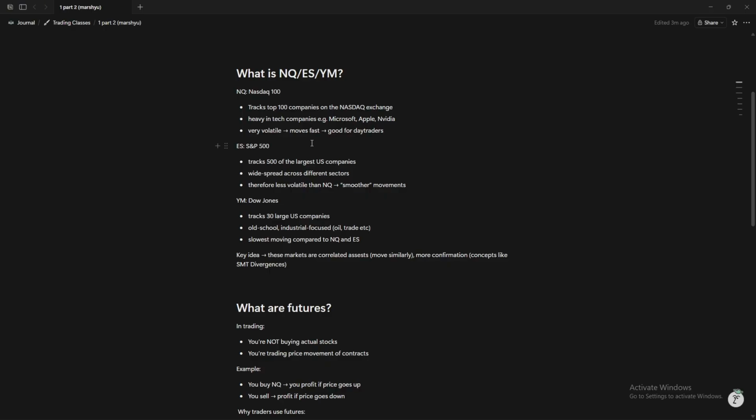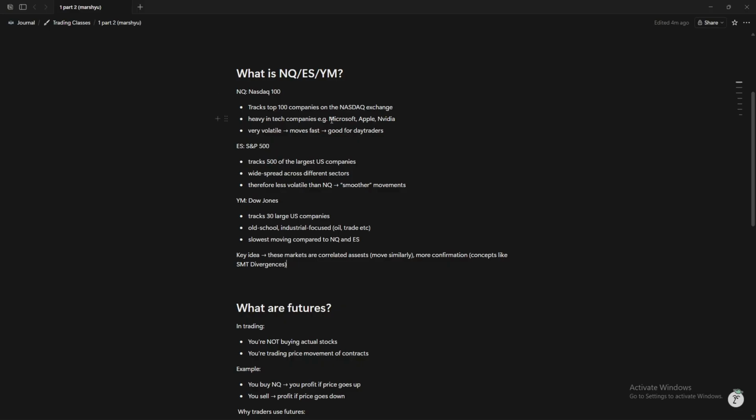Okay. So the key idea of these three assets is that they are just correlated assets. That means they move similarly. So what this means for us is that we can get more confirmation with concepts like SMT divergences, which we won't really be covering today. But in theory, you just need to know that having these three assets to look at instead of just focusing on one lets you see it from different viewpoints, basically.